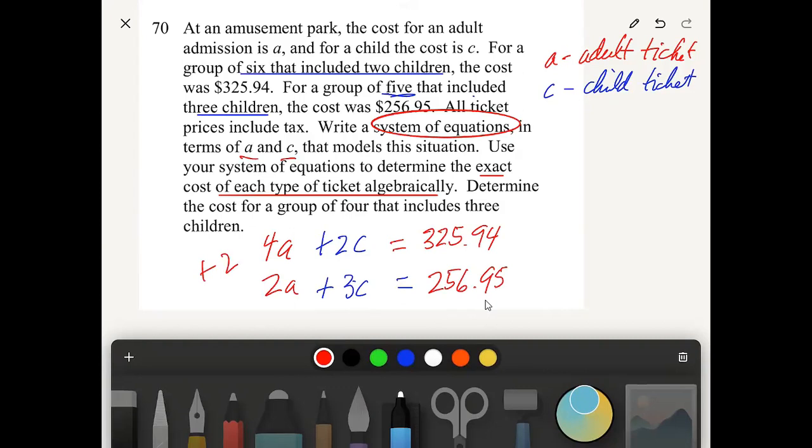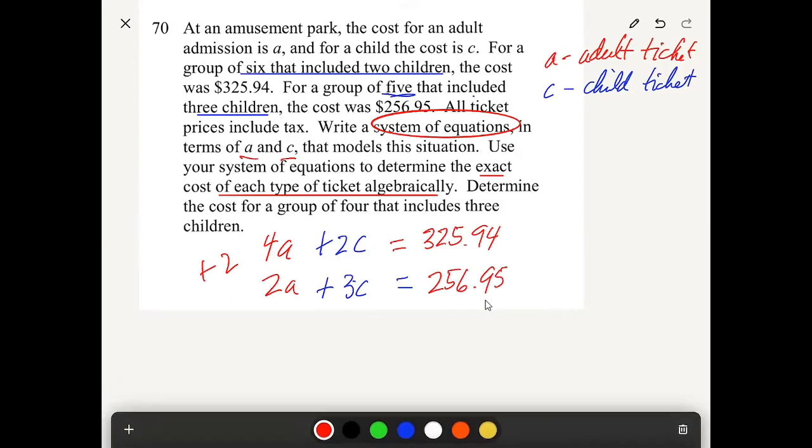Now what we're going to do is figure out what the cost of an adult ticket and the children's ticket is. One more thing, we can't graph an A and a C. So we're going to make this an X and we're going to make this a Y. We're going to make this a Y and we're going to make this an X. And then we're going to graph it and find where they intersect. So let's go do that. Let's get the calculator.